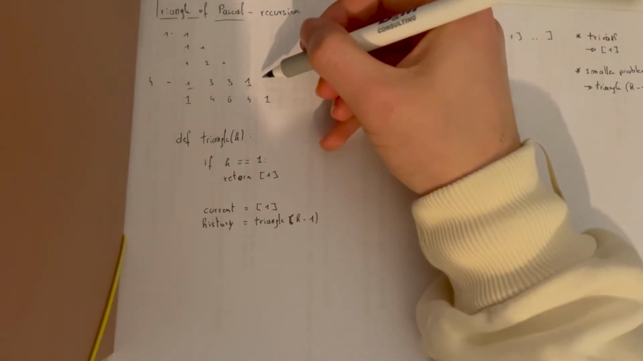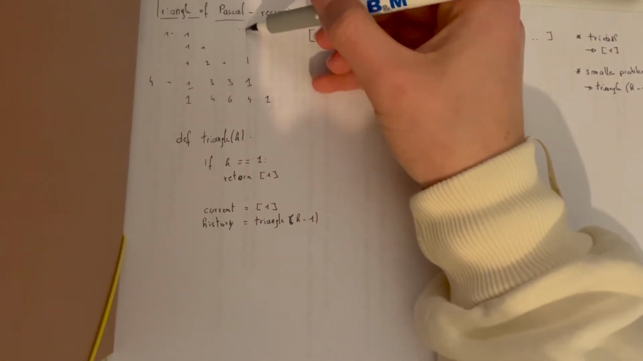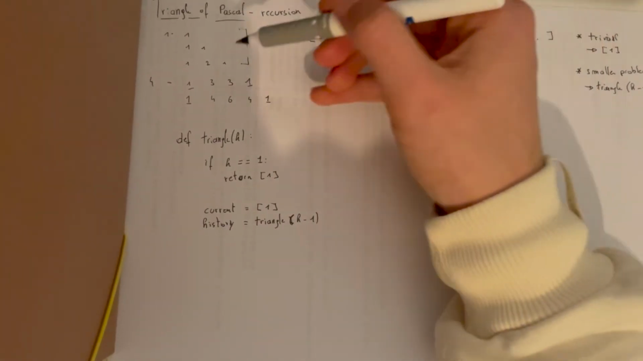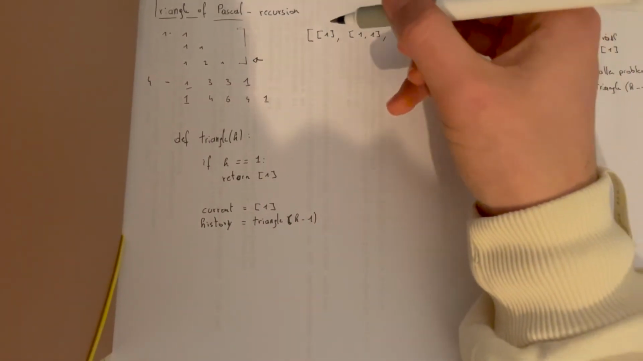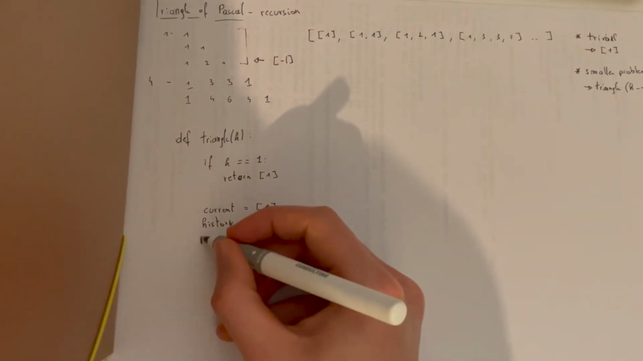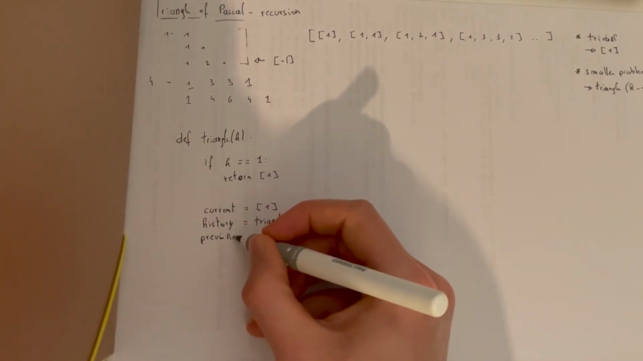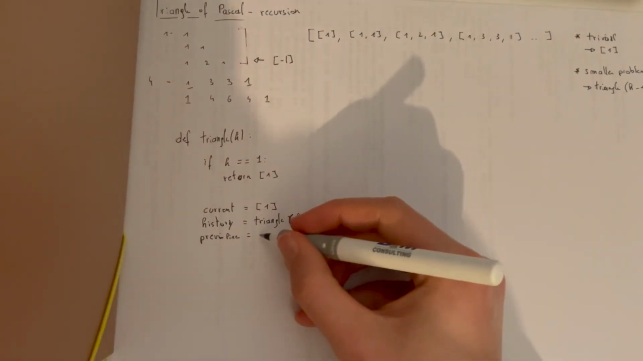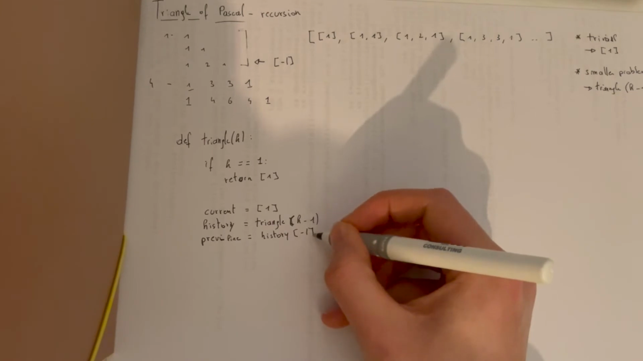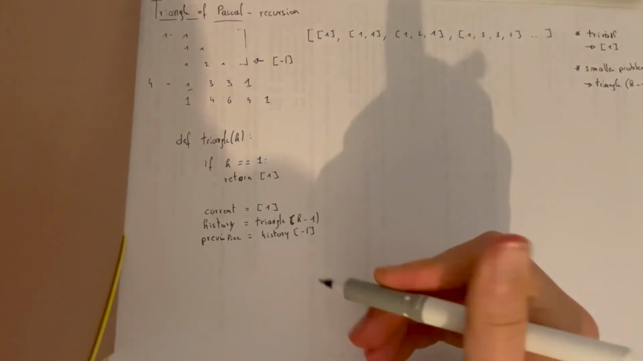We need, so on height minus 1 we have this thing, but what we need to calculate this number is only this row. So this will be the last row in our history. So our previous line will be our history, but the last row of the history, so the last list in our history.